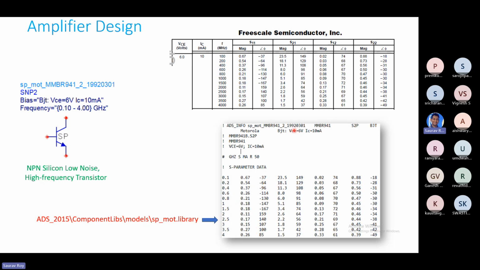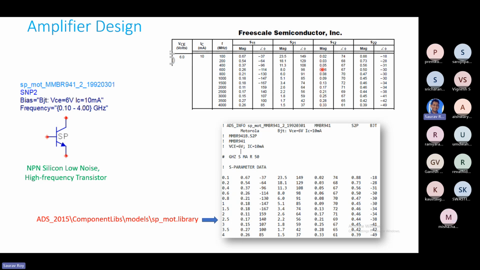For a particular VC and IC, what would be this SNP file? S2P means a matrix of four different S parameters. That is what you find. Now if you see here, S21 is quite high as expected because it's an amplifier we are working with, and S12 you see is quite low. It's not completely unilateral. That means S12 is not completely zero, but it is quite low. You can approximately treat it as unilateral for some frequencies. And S11 and S22, as you see, are also given.